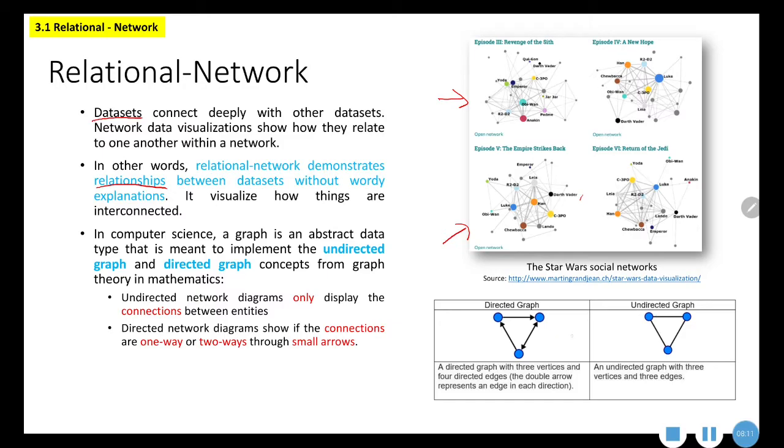So these are the basic graph that actually helps to create a visualization of a complex relational network. So this is an example of the Star Wars social network. If you are a Star Wars fan, you might know all these episodes. I'm not sure because I'm not a fan of Star Wars, but I think these are the characters in Star Wars.